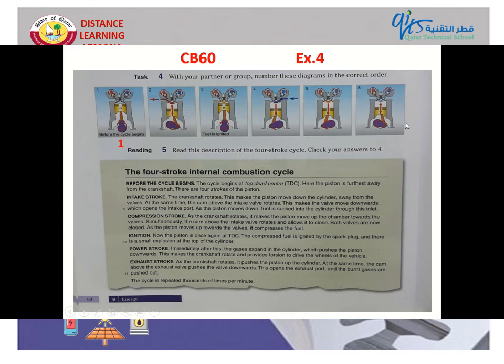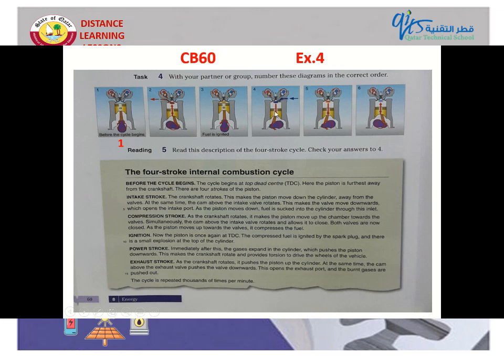Let's keep reading. This makes the piston move down the cylinder away from the valve. All right, so moving down means the arrow will be facing down. So when you look at this one, the arrow is facing up. So it's not our option. Now we have 4 and 5. Both arrows are facing down. But number 6 here, the arrow is facing up. So it's not our option. So we have 2 options here, 4 and 5.